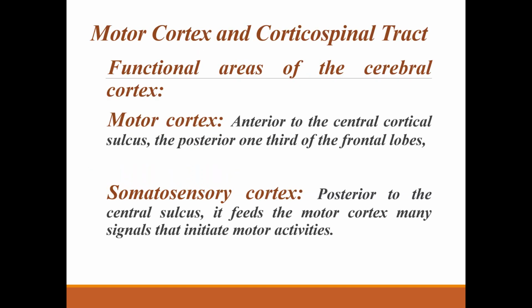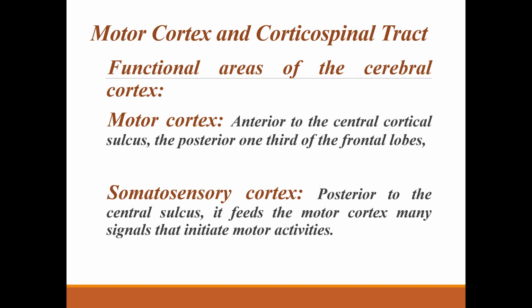Now let's talk about them one by one. First of all, we are going to talk about the motor cortex and corticospinal tract. Now the functional areas of the cerebral cortex include the motor cortex and somatosensory cortex. Now what are these areas, and where are they? That is the first one, motor cortex.